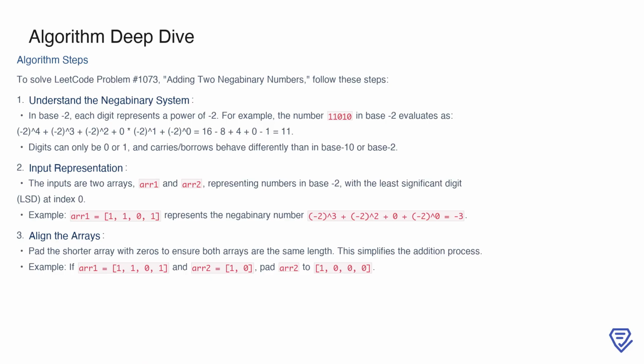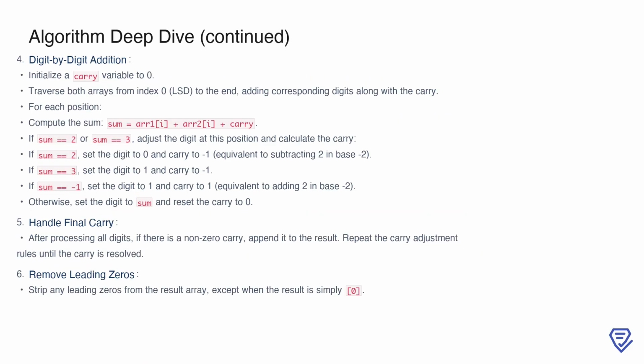The first step in our algorithm is to align the arrays. If one array is shorter than the other, we pad it with zeros to make both arrays the same length. This ensures the addition process is straightforward. For example, if ARR1 is 1, 1, 0, 1, and ARR2 is 1, 0, we pad ARR2 to become 1, 0, 0, 0. Once the arrays are aligned, we perform the addition digit by digit.